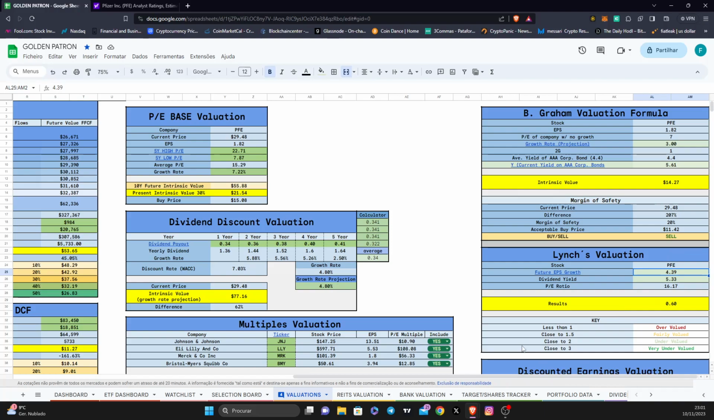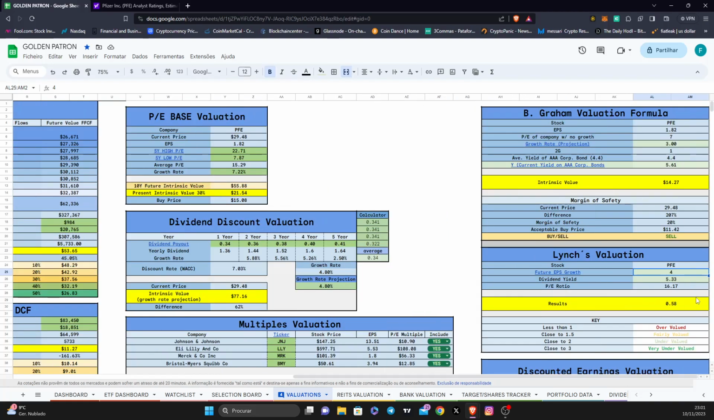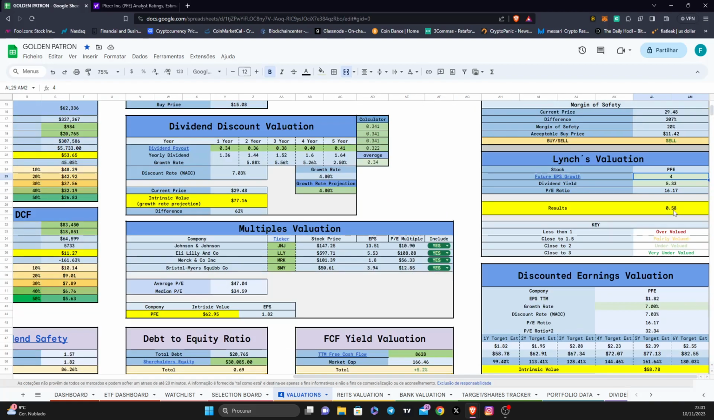I'm not going to plug that in because, to me, I think Pfizer is actually going to be growing its earnings per share by 4% next year. That estimate is just way too low. The current price is just way too low, and that still gives us a 0.58. So according to Peter Lynch, it would still be overvalued. Less than 1 is overvalued, close to 1.5 fairly valued, close to 2 would be undervalued, and close to 3 would be very undervalued. So yeah, it would still be overvalued.